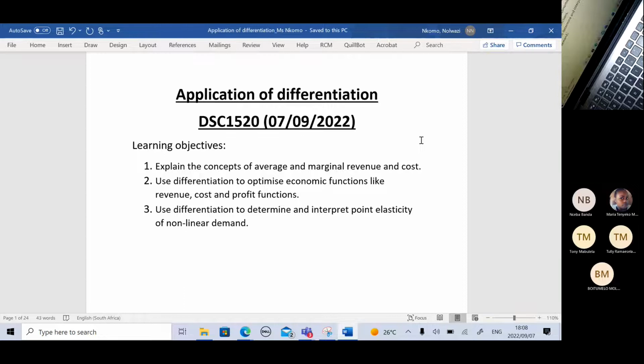Okay, today we'll continue from where we ended. Remember, I gave you 3 objectives last week. Oh, on Monday, I'm sorry, but we only managed to do the explanation of the concepts of average and marginal revenue and cost. So today we'll start from using differentiation to optimize economic functions. And then if we still have time, we'll use differentiation to determine the intercepts of point elasticity. And then we'll move to integration if we still have time.